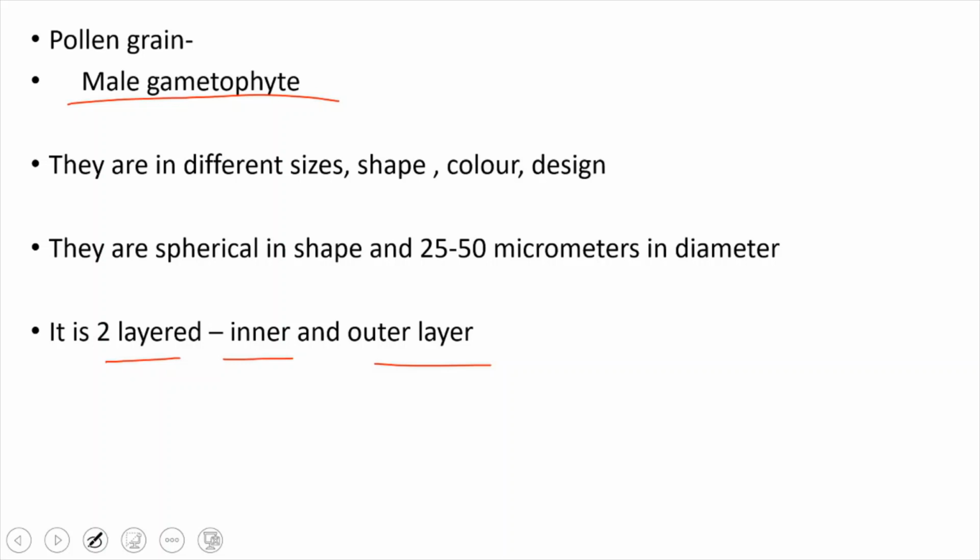Let's discuss pollen grain. Pollen grain is considered a male gamete which is non-motile. Generally, in sexually reproducing organisms, the male gametes are motile, but in seed plants, the pollen grains, which are the male gametes, are non-motile. They come in different sizes, shapes, colors and designs. They are generally spherical, 25 to 50 micrometers in diameter. It is two layered, with an inner and an outer layer.